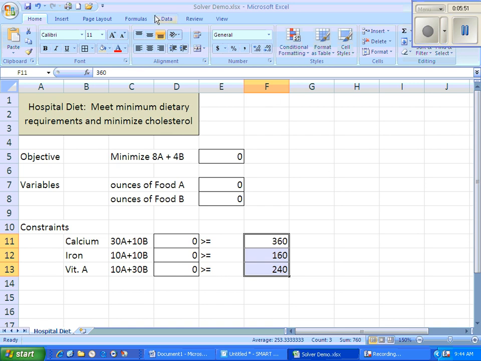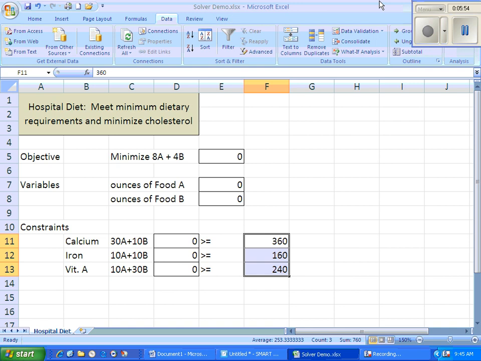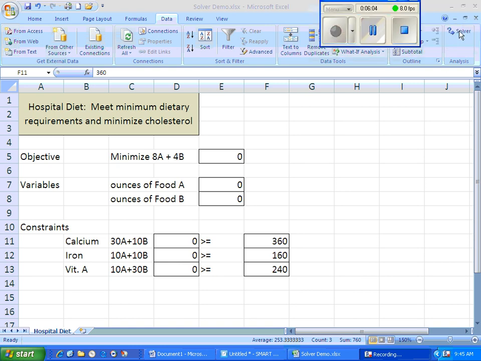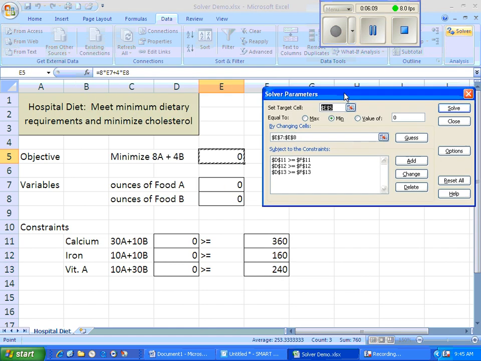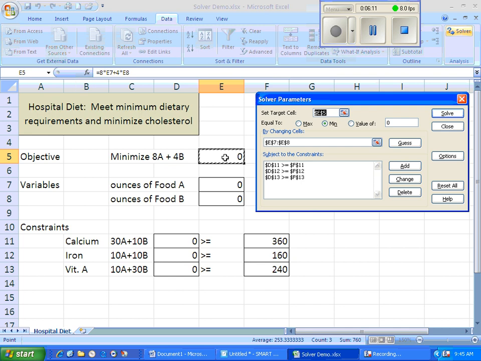Now to use solver, I need to go up to the data menu. And my icon here is in the way, let me see if I can move that over. Okay, so I'm going to select solver here. So my target cell here is E5. And be careful here, I want to minimize it. The default is maximum, so be sure to watch out for that when you have a minimize. By changing my cells, these are my parameters, so here are my variables.